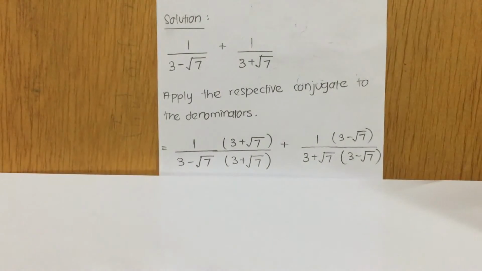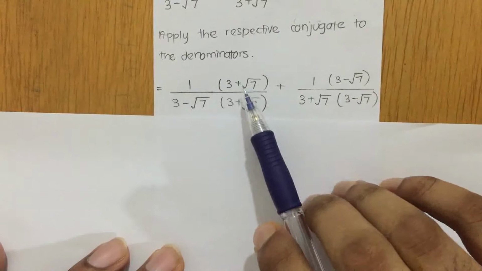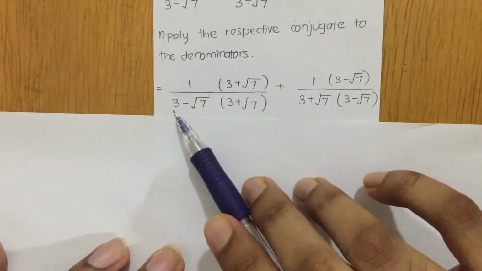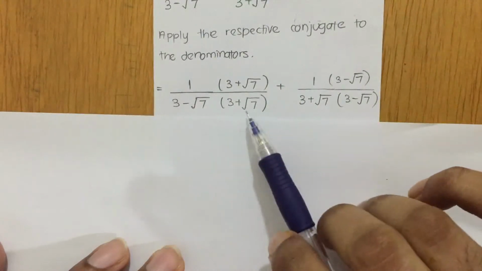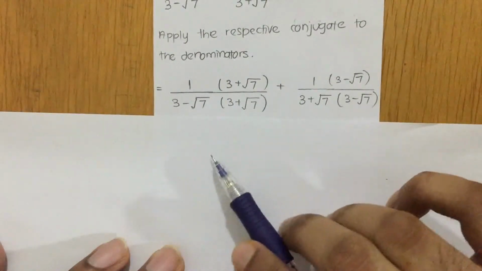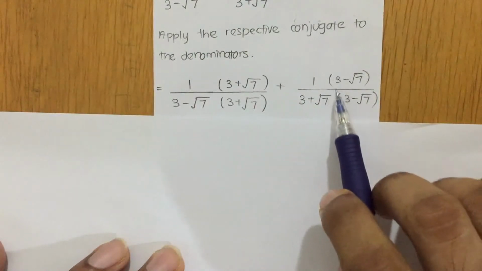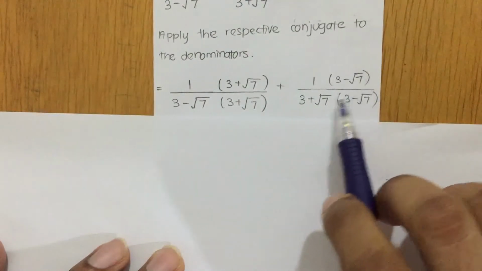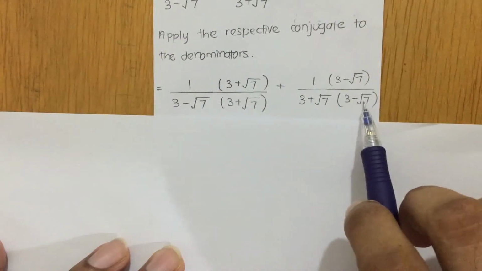This will be your calculation, guys. So 1 times 3 plus surd 7, divided by 3 minus surd 7 times 3 plus surd 7. You can call it surd 7 or square root 7, it's up to you, guys. And then you plus 1 times 3 minus square root 7, divided by 3 plus square root 7 times 3 minus square root 7.